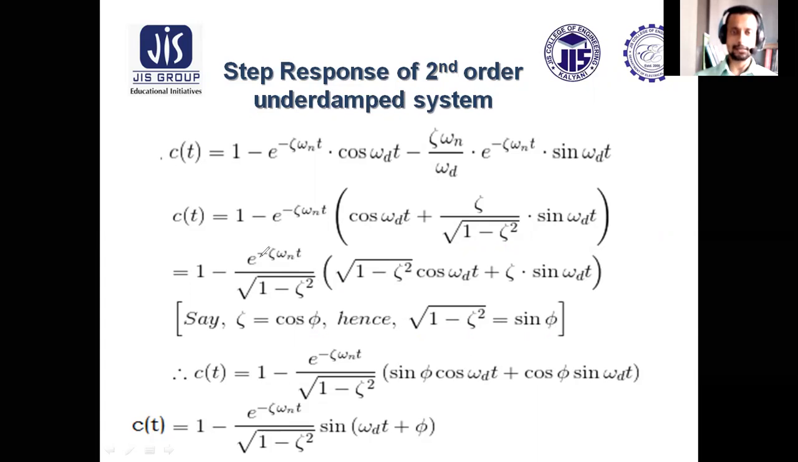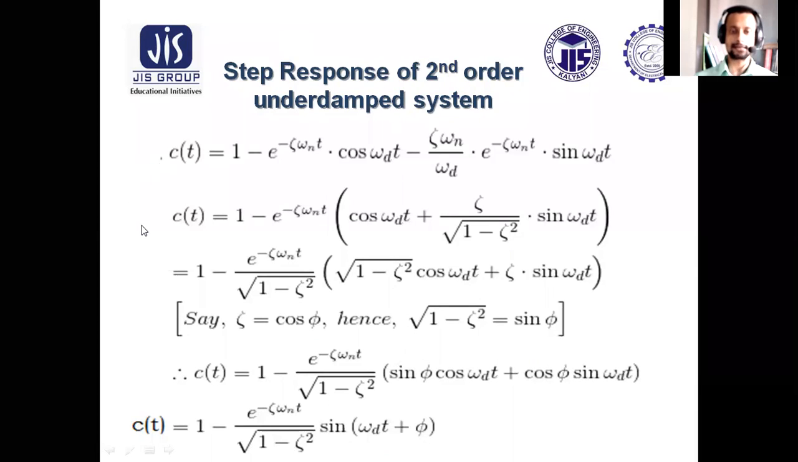So c(t) equals 1 minus e to the power minus zeta omega n t by under root 1 minus zeta square, into sin phi. This term is sin phi, so this term can be replaced by sin phi cos omega d t plus cos phi. This zeta can be replaced by cos phi into sin omega d t. So finally we'll get this as the expression of the output of a second order underdamped system subjected to unit step input. Okay, so this is the expression.